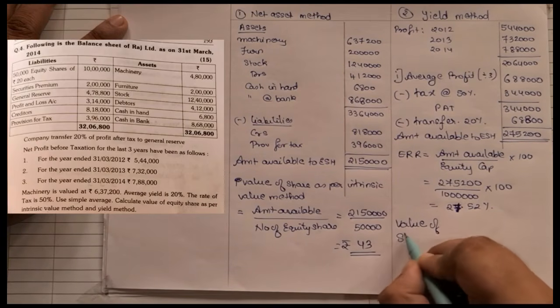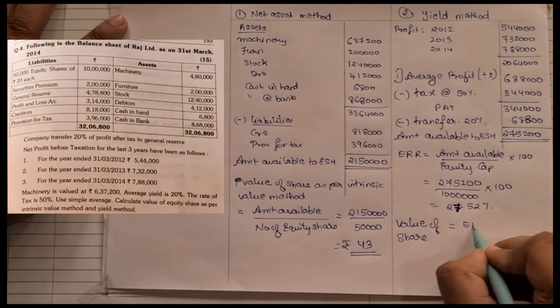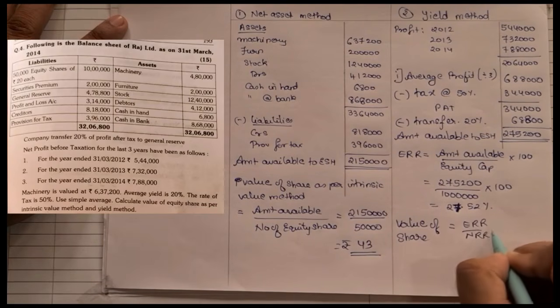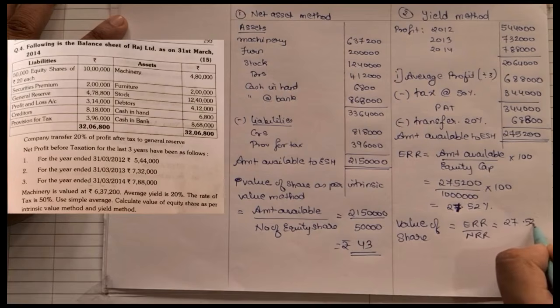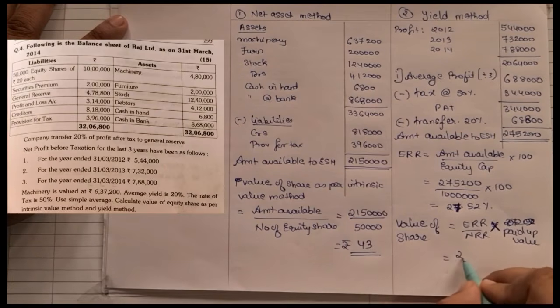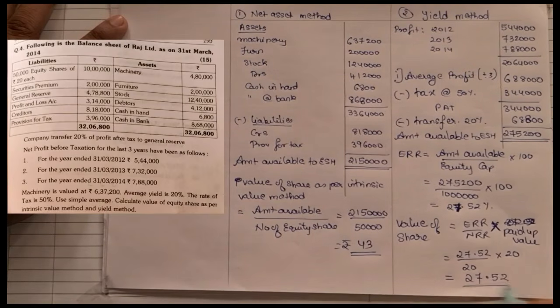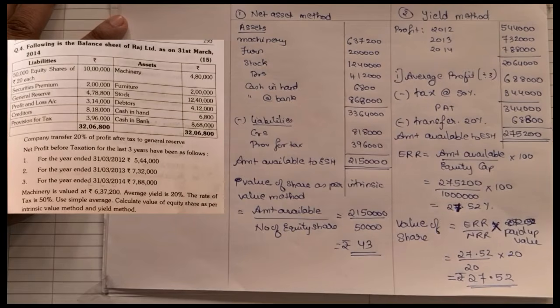Lastly, we need to find value of share as per yield. So value of share is equal to ERR upon NRR, normal rate of return, into paid up value. That's the formula, my bad. ERR was 27.52. NRR given in the question is 20. Into paid up value, the value of each share is 20. So we divide and multiply, and we get the value as 27.52 rupees. So this was as per net asset method, and this is as per yield method. I hope you all have understood this particular sum.